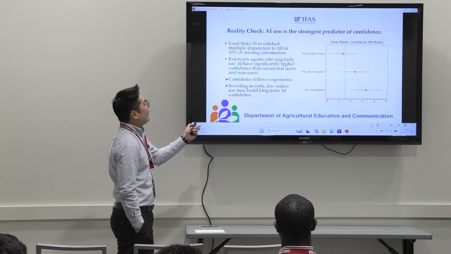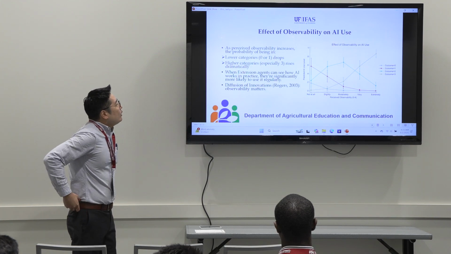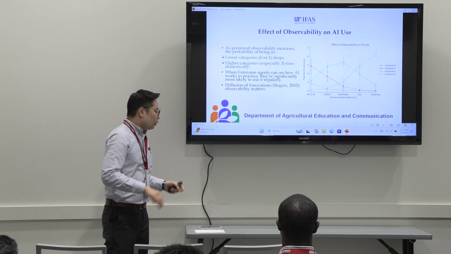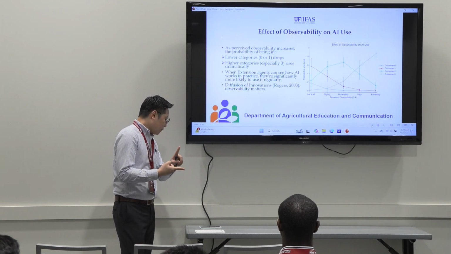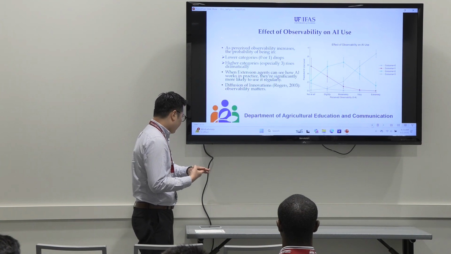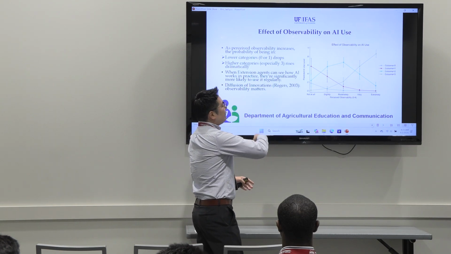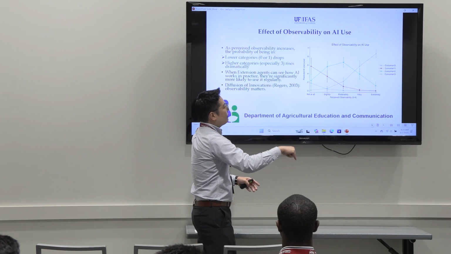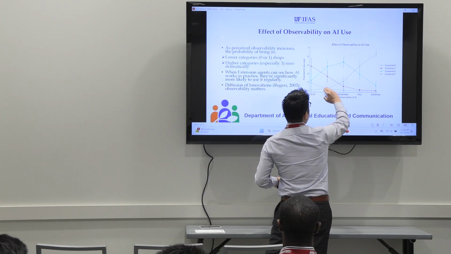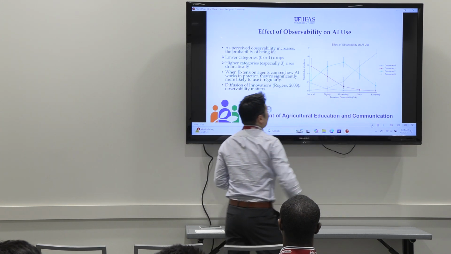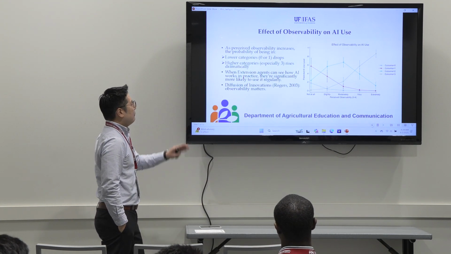So in the reality check, AI use is the strongest predictor of confidence. The second one is the effect of observability. Rogers basically mentioned relative advantage, compatibility, complexity, trialability, and observability. So I checked observability. If they see others using AI beneficially, they really use AI more. So this outcome 3 is really visual: observability really works for using AI. So that's what it means, basically.